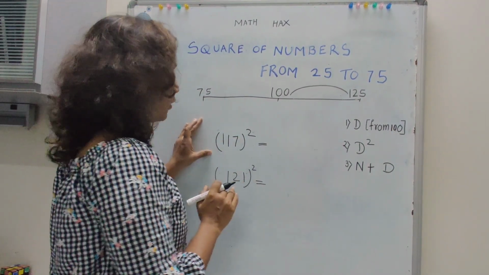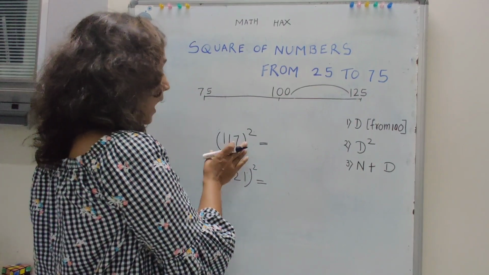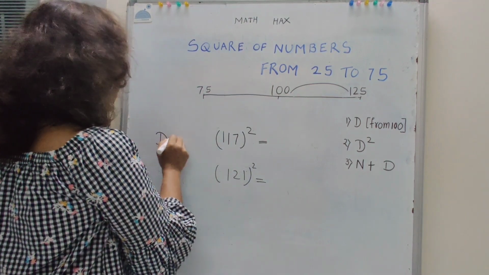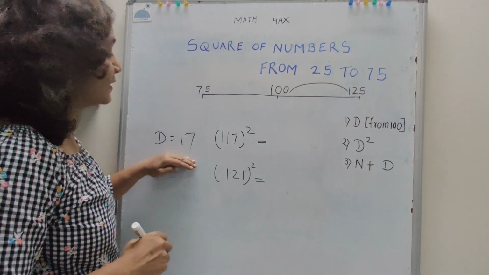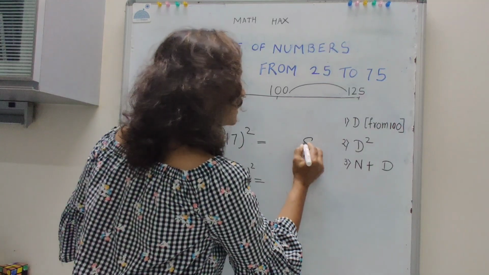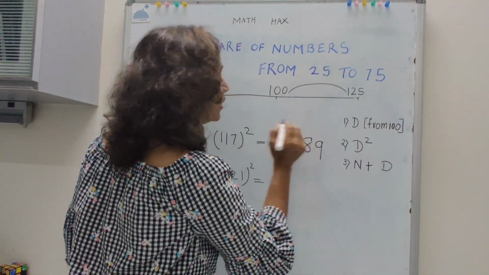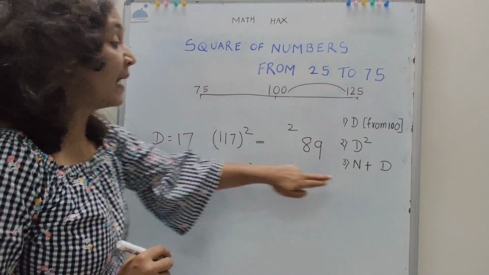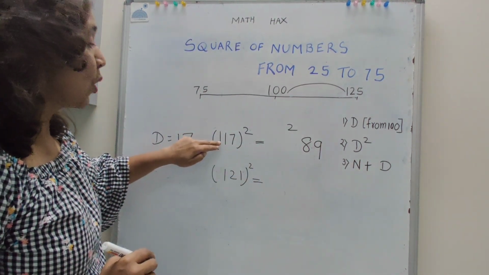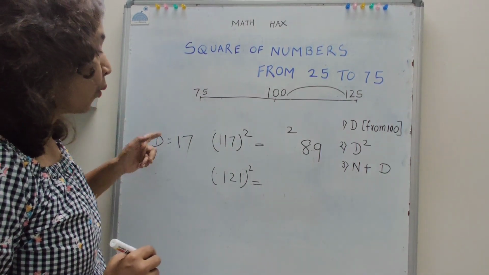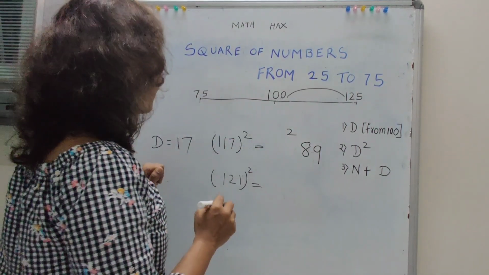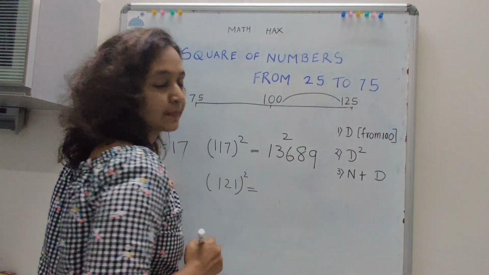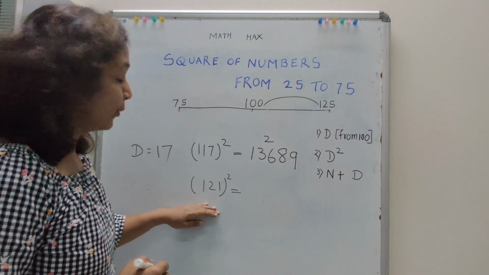117, we want to find the square of that. So first, what is the difference between this number and 100? The difference is 17. So our d is 17. What is the square of 17? 289. So just write down 89 and 2 goes as a carryover. Now that difference 17, we need to add this time to the number itself. So 117 plus 17, 134, plus this 2, 136.